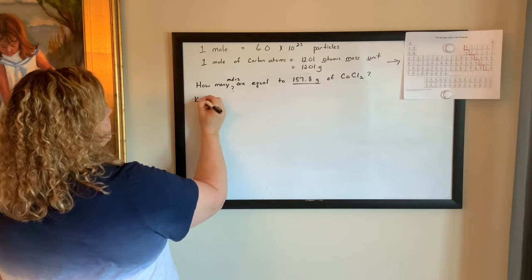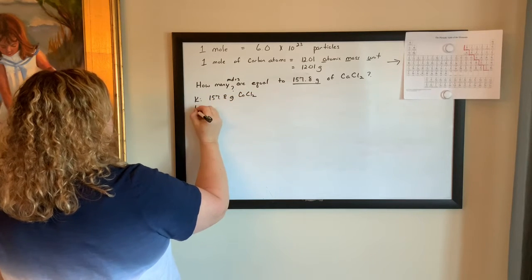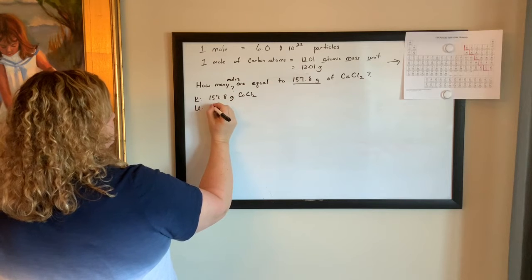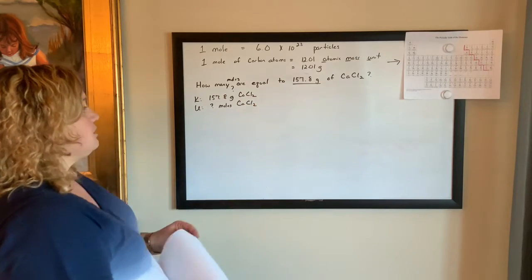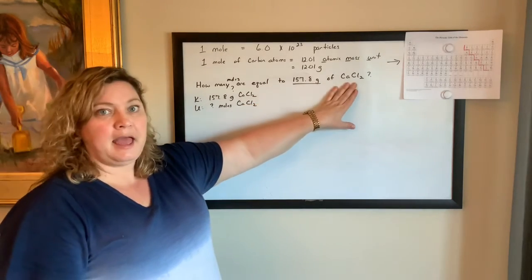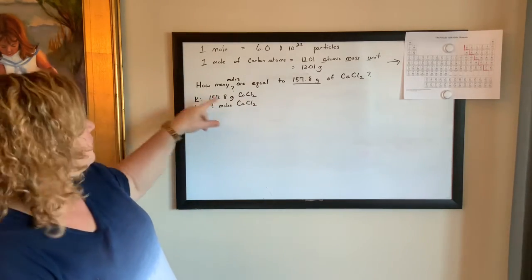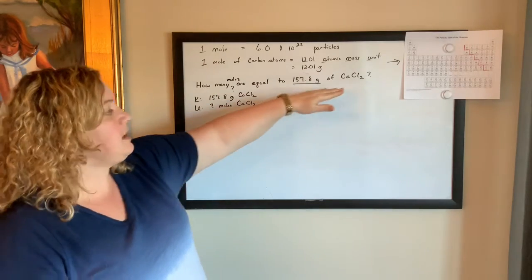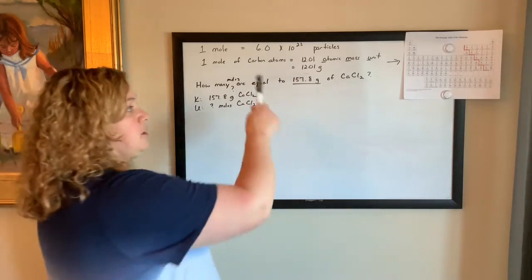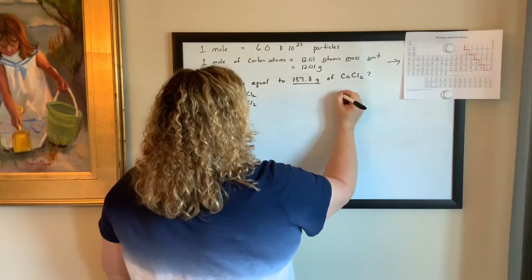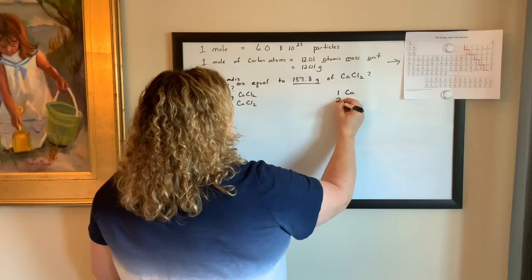So our known, 157.8 grams CaCl2, our unknown is question mark moles of CaCl2. All right, so first we've got to go through and figure out how many grams are in 1 mole of calcium chloride. So before we can even start this, we know that this is how many we have in our experiment, but we have to know how many grams go into making 1 mole of calcium chloride. How do we do that? We head to our periodic table. How many calciums do we have? We have 1 calcium. How many chlorines do we have? We have 2 chlorines.